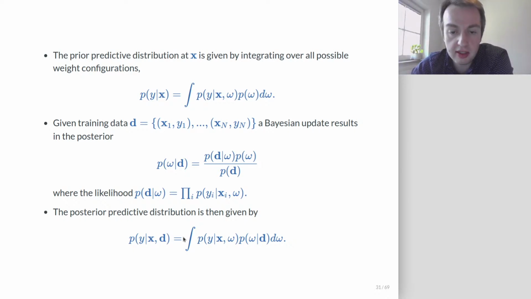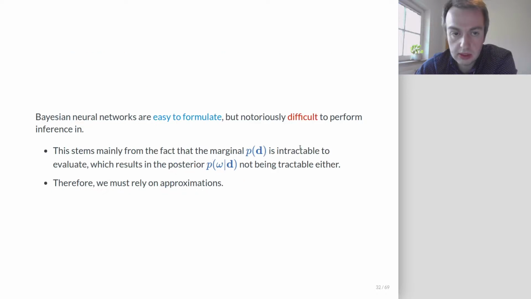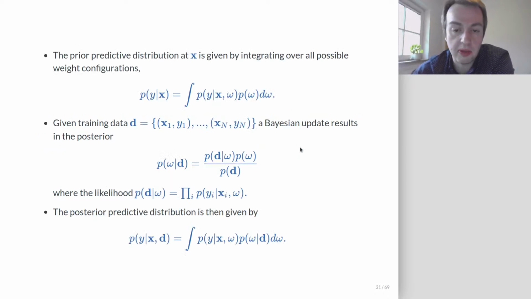And this is defined in the same way as before for the prior predictive distribution. So you integrate over all possible parameterizations omega of the neural networks that you consider, and for each of them you look at the p(y|x) under this parameterization, except that the weight that you put in front of each one of these predictions is now specified by the posterior pi(omega|D) instead of the prior pi(omega). Okay, so this seems quite easy, and it's just an application of the Bayes rule.